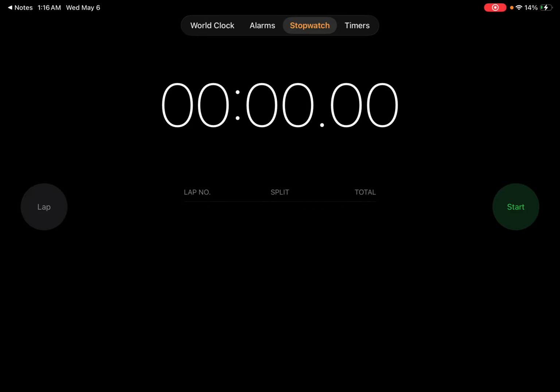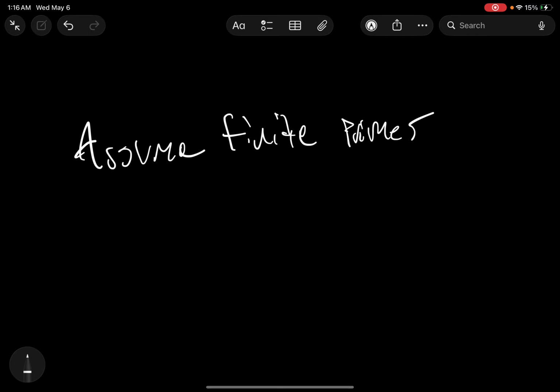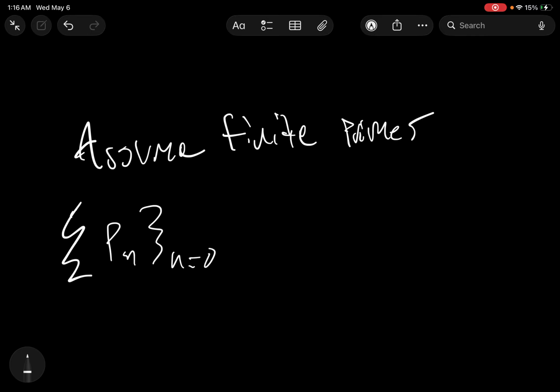Infinite prime numbers proof speedrun, go. So we're going to assume there are finite primes, and then we're going to define this sequence here from n equals 0 up to k, where each term is just the nth prime number.